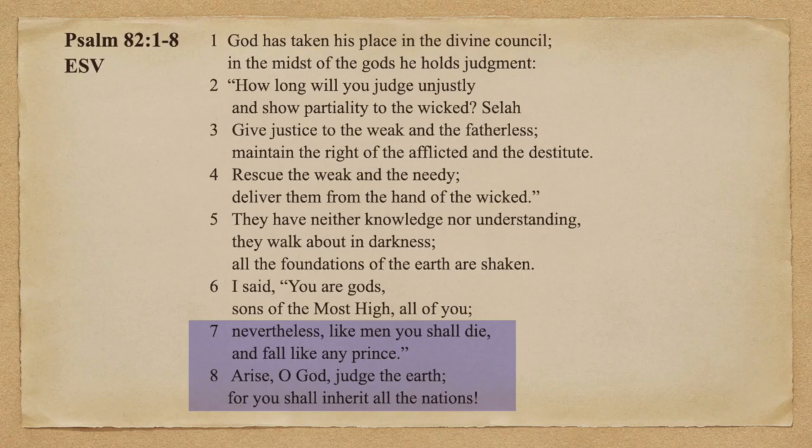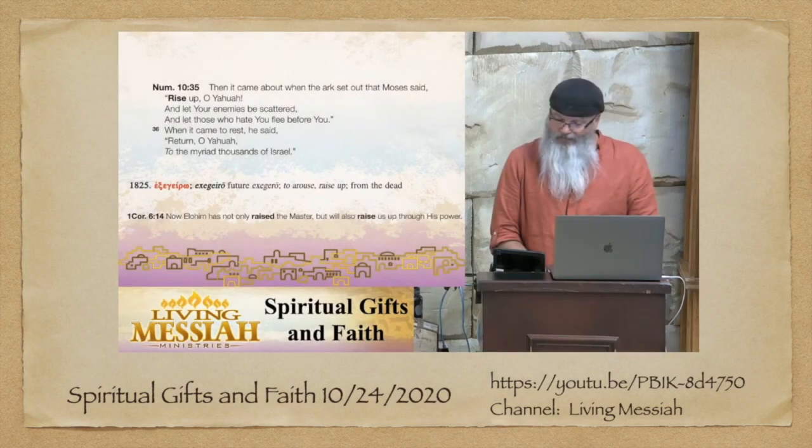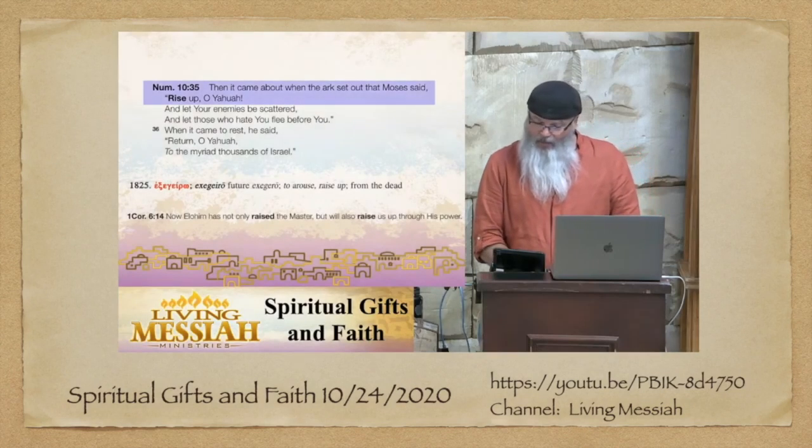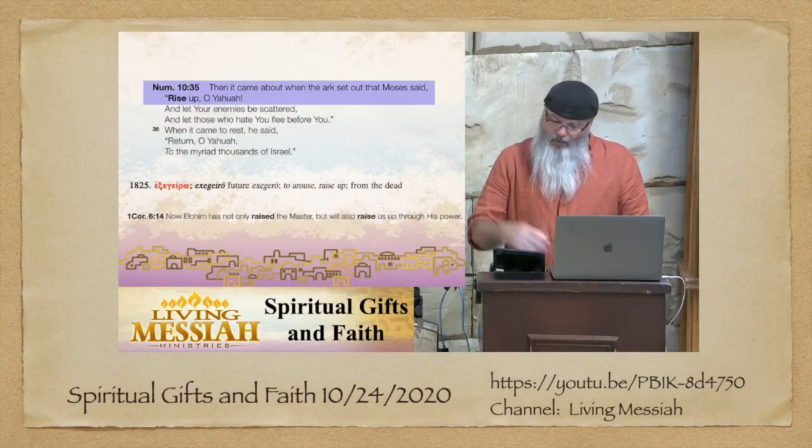And I don't have the scripture in front of me, but I know that it talks about Yeshua when he comes back, all authority has been given to him. That's like inheriting, getting all the authority underneath him or in his hand. All the keys, all of the power is now in his hand. He's inherited because of what he's done, because of him arising. That's very interesting. Came about when the ark set out, Moses said, rise.